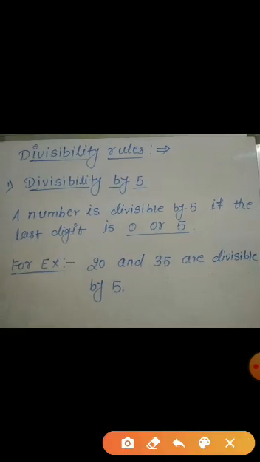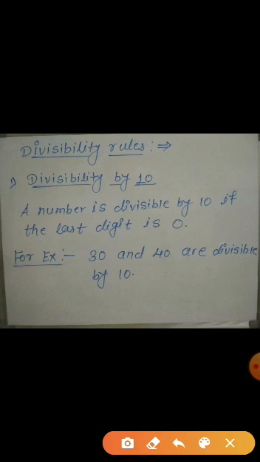Now, see the divisibility by 5. A number is divisible by 5 if the last digit is 0 or 5. For example, 20 and 35, they are divisible by 5. In 20, the last digit is 0, whereas in 35, the last digit is 5. So, numbers having last digit either 0 or 5 are divisible by 5.